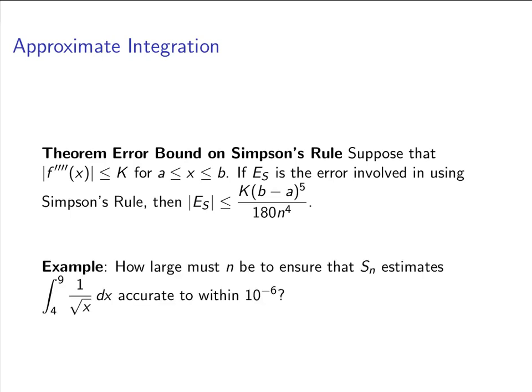Then let's do a problem for illustrative purposes, since after all, this integral can be evaluated exactly using the fundamental theorem of calculus. Let's compute how large n has to be to ensure that S_n estimates the integral from 4 to 9 of 1 over x squared dx accurate to within 10 to the minus 6.